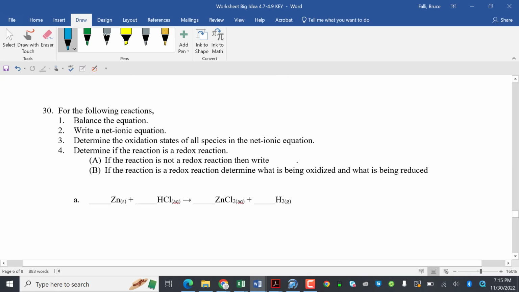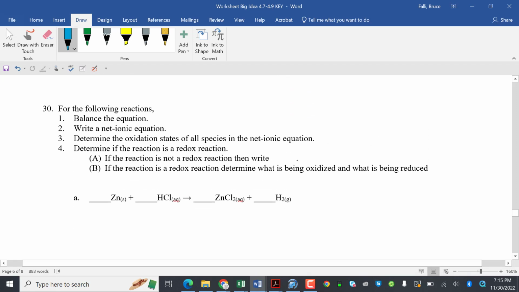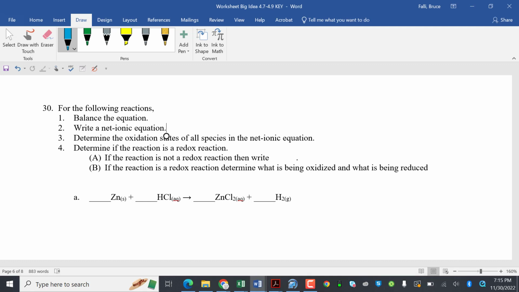There you go. For the following reactions balance, write the net ionic, determine the oxidation states of all species in the net ionic, determine if the reaction is redox. Okay, so balance first. 2, and that's balanced. Okay, so this is making weird noises, so I'm going to stop this one. It's a good place to stop, and I'll say toodles.